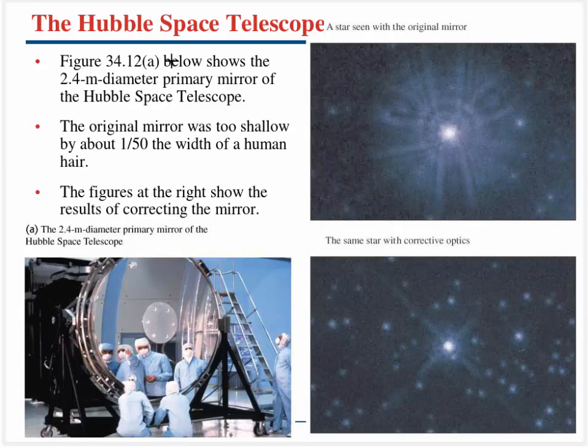Just a very quick aside on the Hubble Space Telescope here. These images can be quite sensitive to the radius of curvature. If you take a look at this mirror down here, it has quite a large radius, but still was only off by 1/50th the width of a human hair. The original image of, say, a star right here looks quite junky. You see all this trash out here. With some corrective optics, you can see extra stars right down here and here and here.